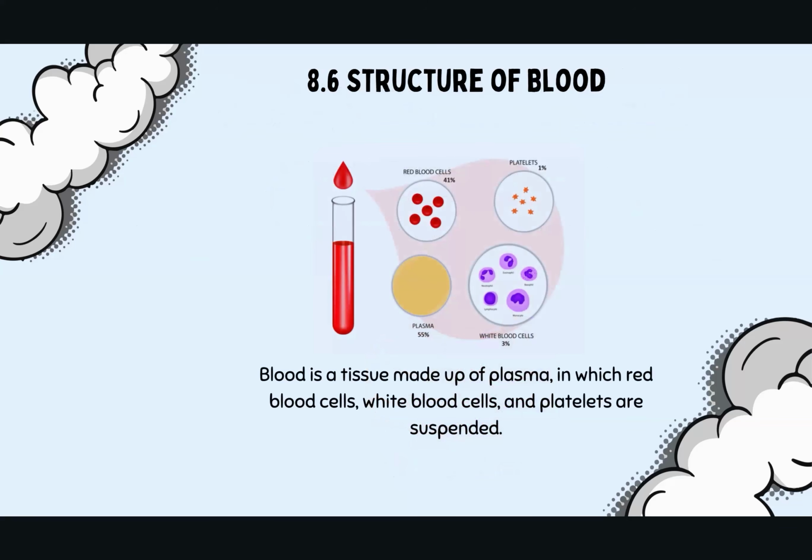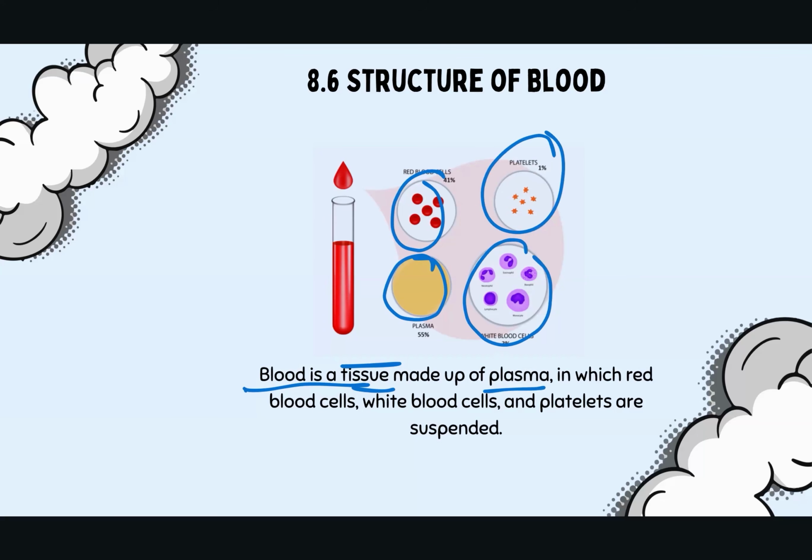Okay, 8.6, the structure of blood. This is a topic that's for everyone. So blood is a tissue. Now, when we say something's a tissue, what do we mean? By tissue, we mean it is a group of cells working together. So what you've got here is the plasma, which is the liquid, in which you've got your red blood cells, your platelets, and your white blood cells, all working together.